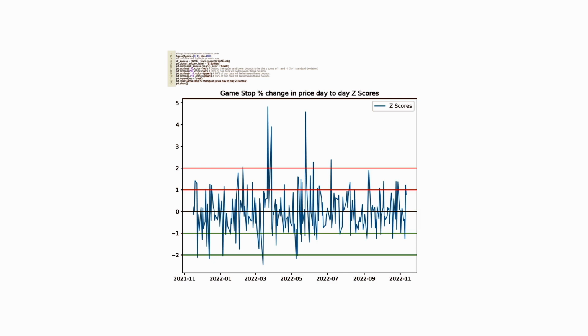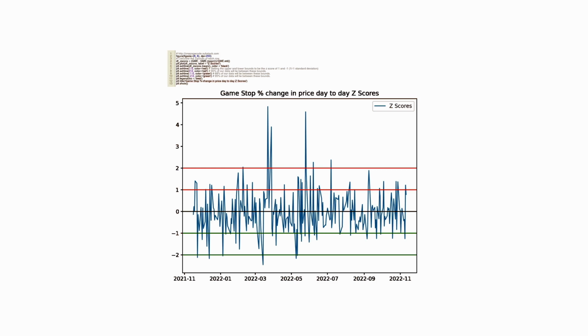system. The provided Python code snippet is for visualizing the z-scores of GameStop Corporation's GME percentage change in price using a line graph. The purpose of the code is to help in the analysis of the price movements of GME stock and to identify any outliers or unusual behavior in its price changes.